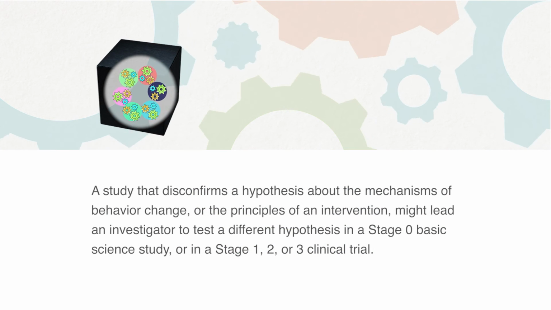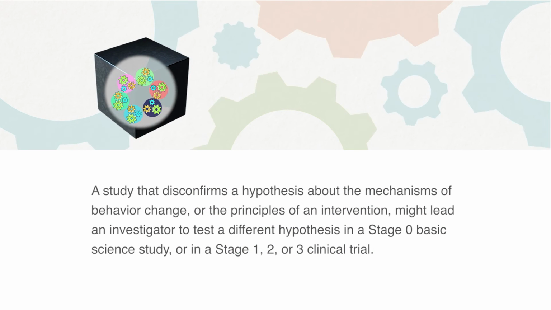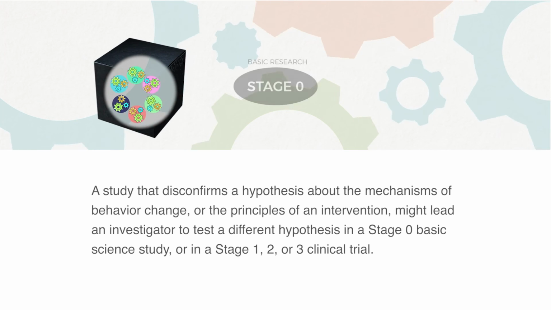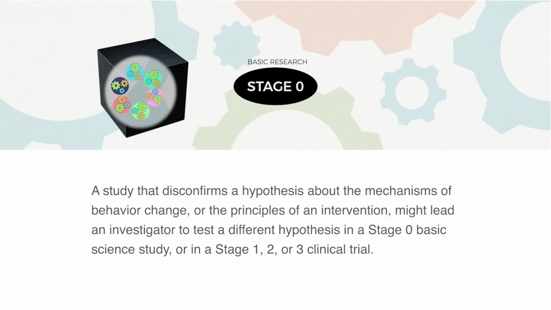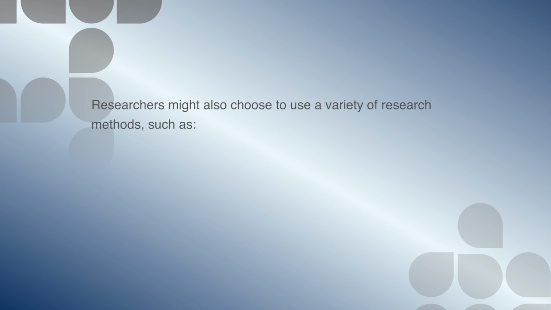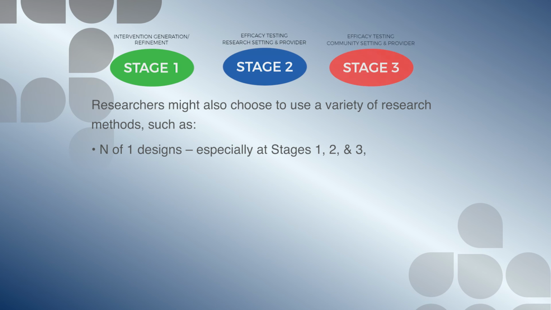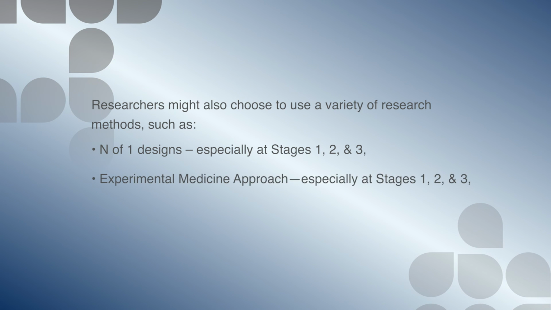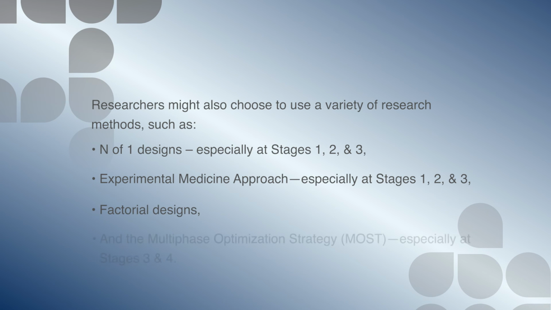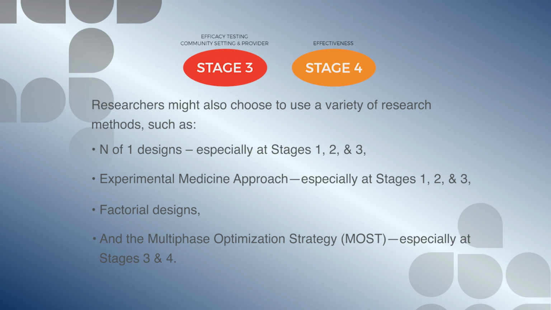A study that disconfirms a hypothesis about the mechanisms of behavior change or the principles of an intervention might lead an investigator to test a different hypothesis in a Stage 0 basic science study or in a Stage 1, 2, or 3 clinical trial. Researchers might also choose to use a variety of research methods, such as N of 1 designs, especially at stages 1, 2, and 3. Experimental medicine approach, especially at stages 1, 2, and 3. Factorial designs, and the multi-phase optimization strategy, MOST, especially at stages 3 and 4.